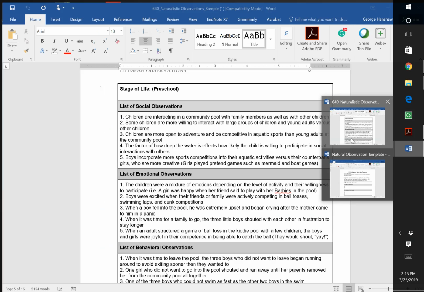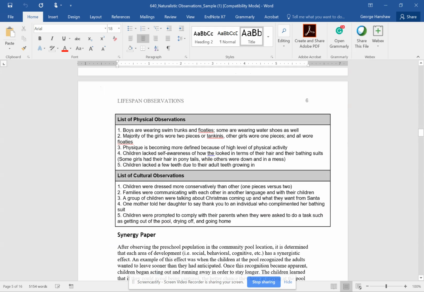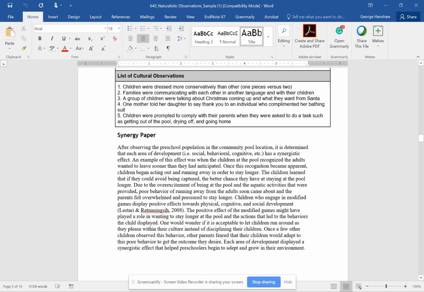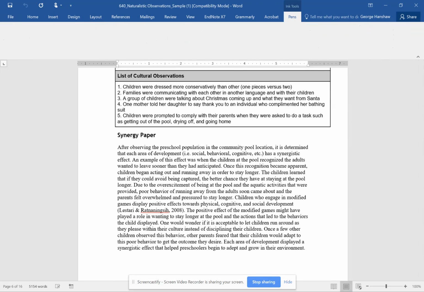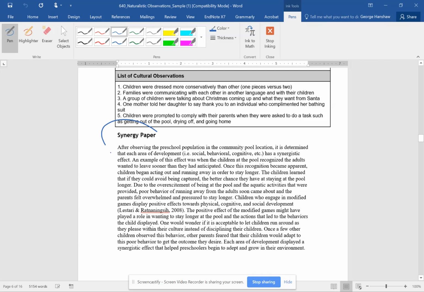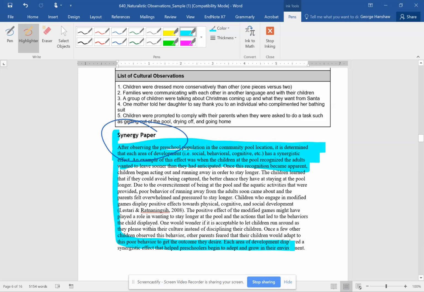And if you look here, when Sally Student, the awesome student who did this one, the synergy paper, after observing the preschool population, the community pool location is determined. So she's telling where she was and what the effect at the pool was. This is where we get to look into, does environment matter? How did environment play in with this? So look at these samples that Sally Student wrote, and you can gauge how you're going to write these as well.